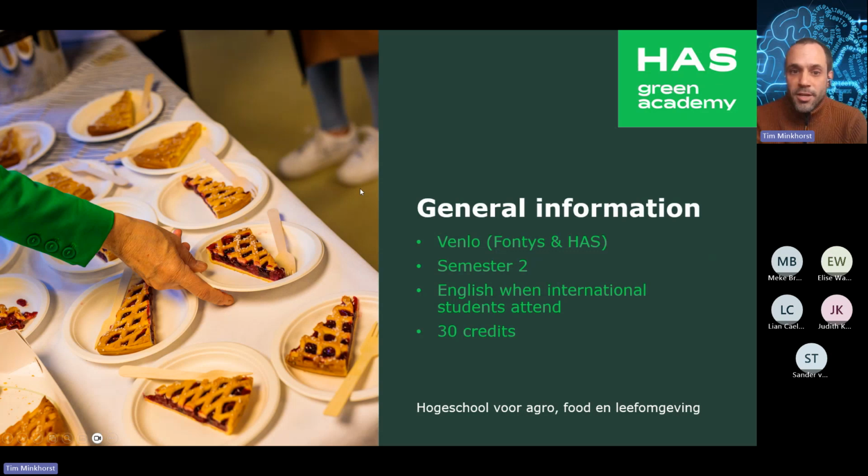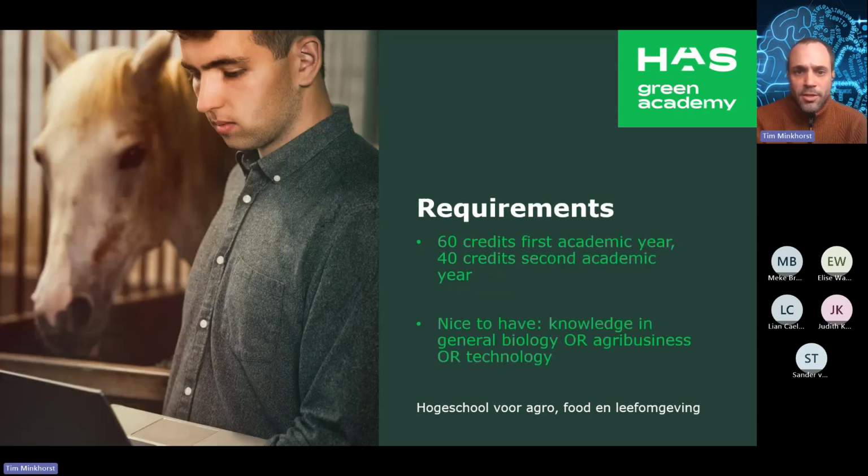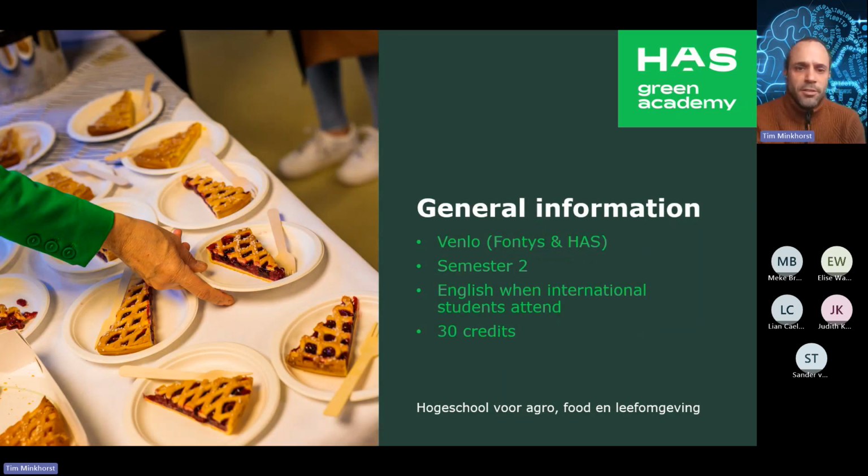More information: the minor will be in Venlo. That's often one day at the Fontes, across from the hospital in Venlo, and the other day is often at the HAS. It's presented in the second semester. Mostly it is in English, because at the Fontes there are quite some international students that will attend this minor. And you can achieve 30 credits for it if you pass.